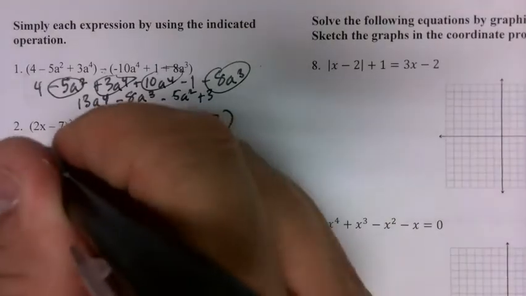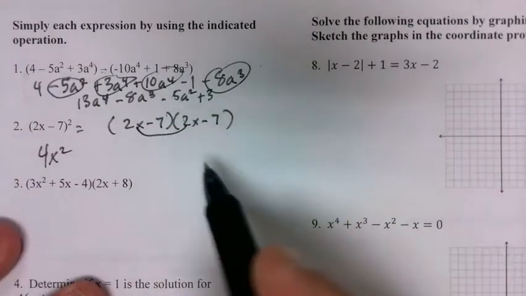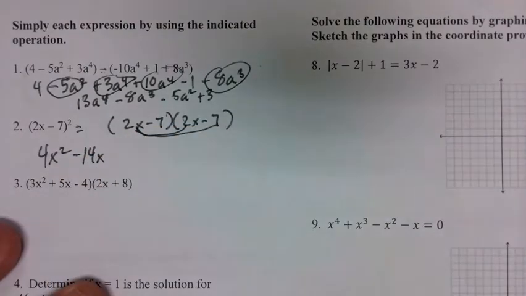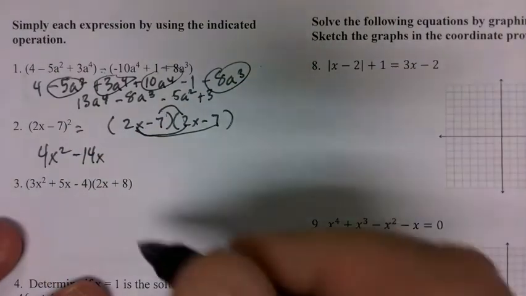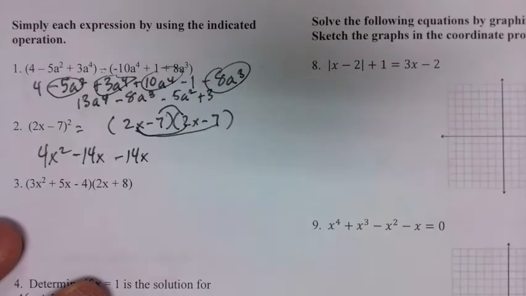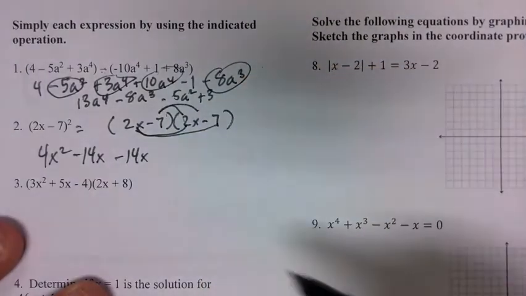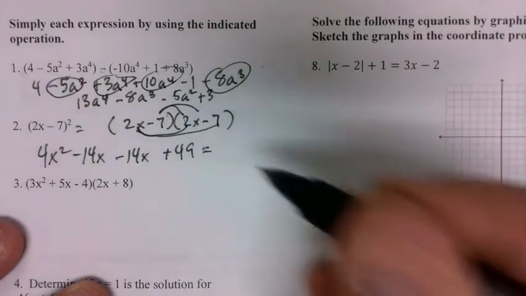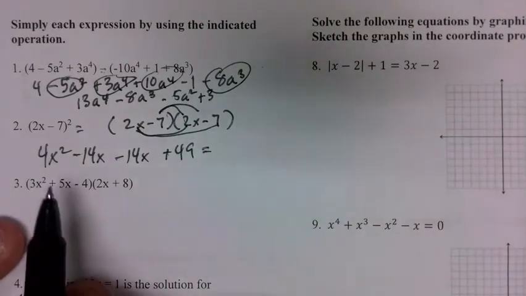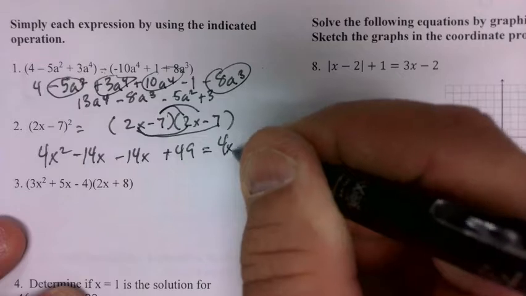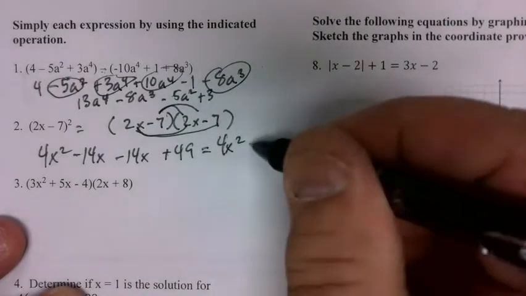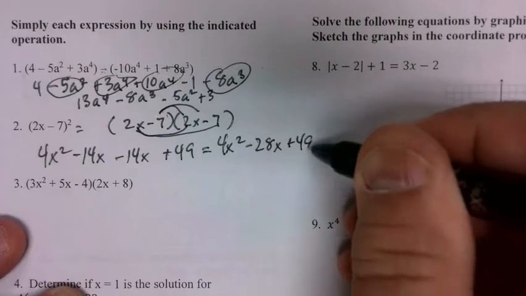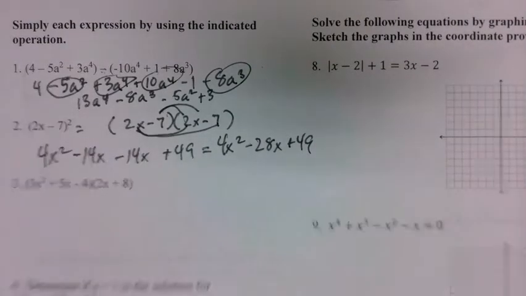2x times 2x is 4x squared. So I'm just distributing here. 2x times negative 7 is negative 14x. Negative 7 times 2x is another negative 14x. And negative 7 times negative 7 is a positive 49. Sorry, they'll pass by in a bit. I get 4x squared. Negative 14 minus 14, those are like terms, gives me negative 28x plus 49. There. Cool.